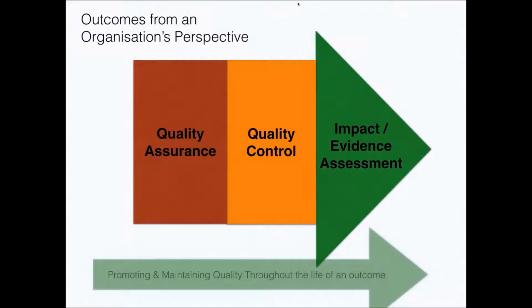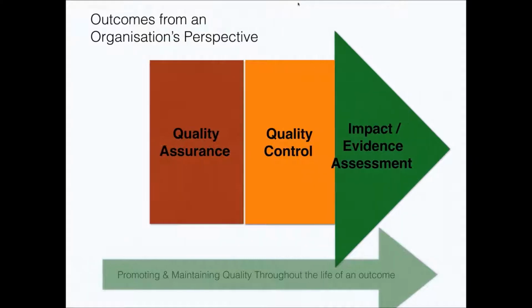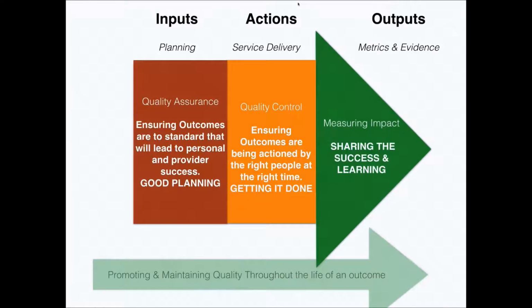Now for today's short presentation, we're going to look at that in the context of promoting and maintaining quality throughout the life of an outcome. So if we add a bit more detail there, what does that mean for us in social care delivery and support to people? Okay, so if we look at quality assurance, that's really inputs, the planning side of things, ensuring outcomes are to a standard that will lead to personal and provider success, or good planning. We all want to achieve good planning.